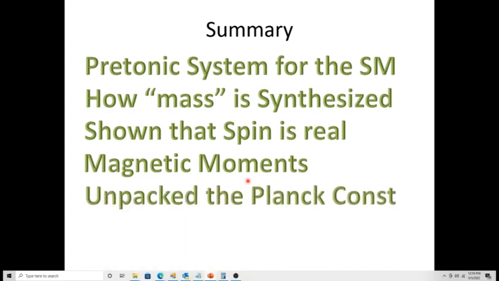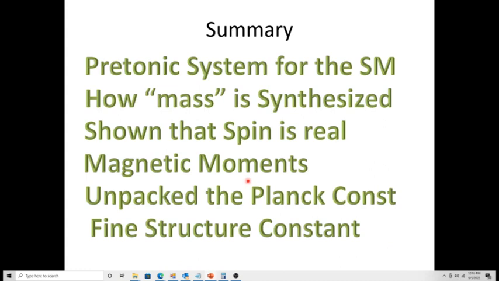We've unpacked the Planck constant, and we showed you more detail about the fine structure constant than anybody has ever seen before. It's much, much more than just this arbitrary constant. And faster than light travel is real.